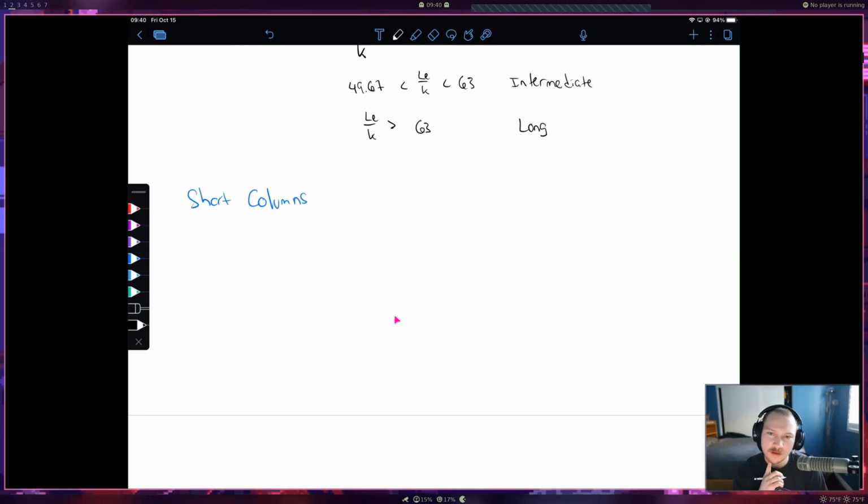Alright, so for short columns, to be honest, it's a bit of a crude approximation. This is a theoretical approximation for how these fail. If we have a short column, based on L sub E divided by K, we're just going to say that it's going to fail by yield stress. For the very specific material that we have for the lab, we're given the yield stress from the manufacturer. So we're going to assume that this yield stress is when these short columns are going to fail, regardless of the end condition. So this is for pin-pin, pin-fix, and fix-fix.